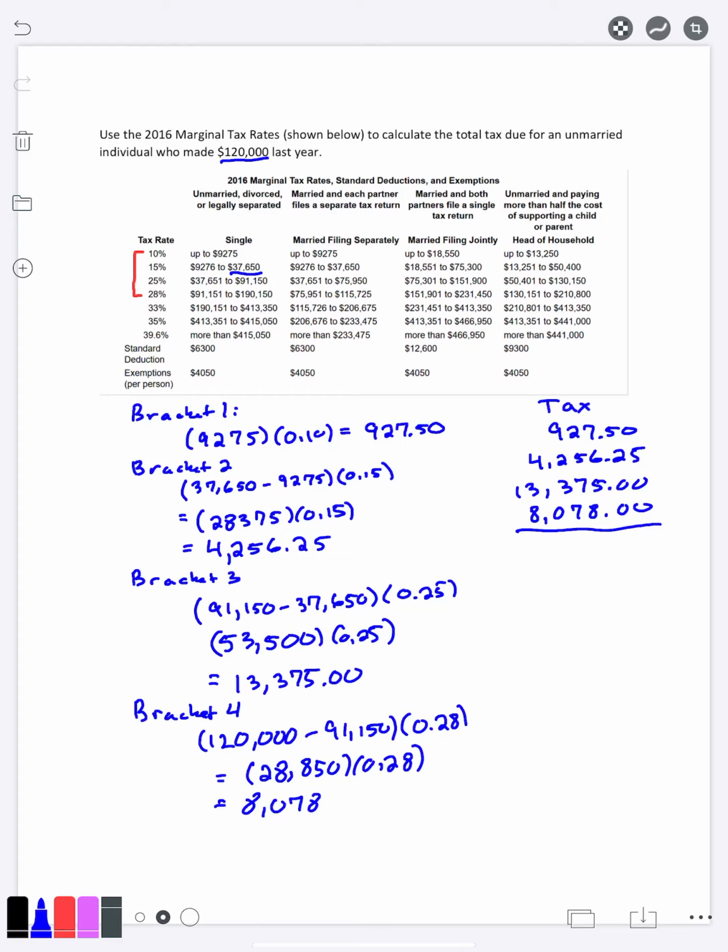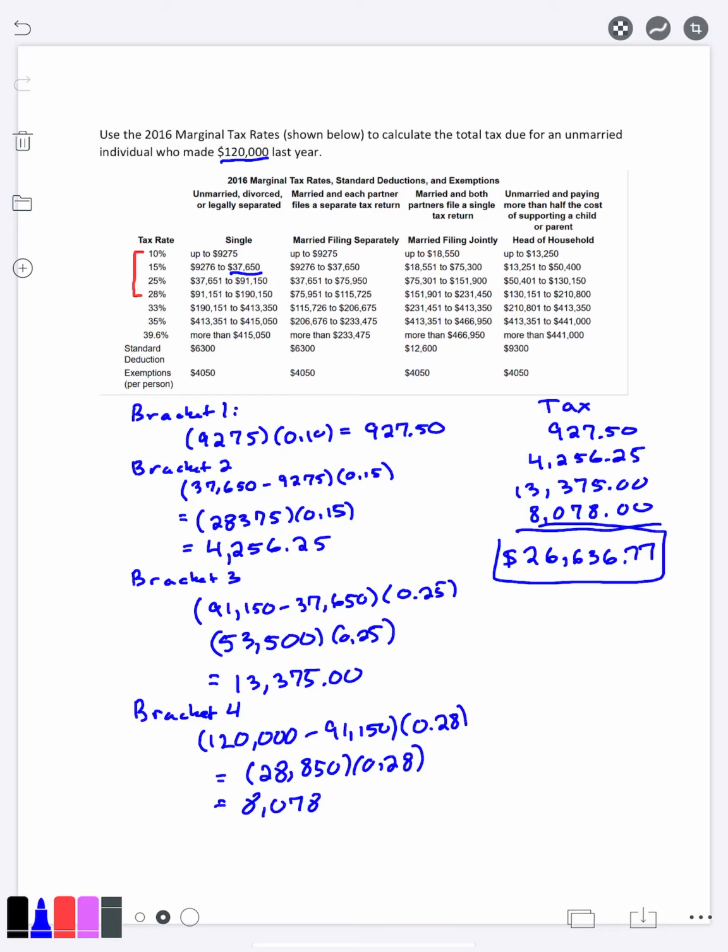Now if we go ahead and add up all four of those tax amounts there, we get a total tax amount of $26,636.75. And so this right here would be the total tax liability for this individual at the end of the year.